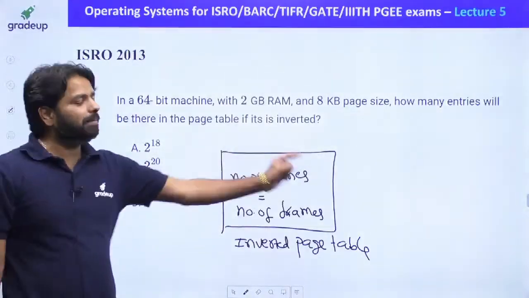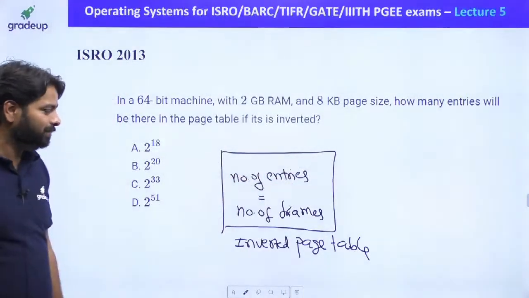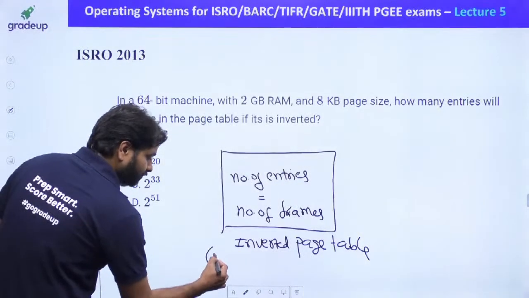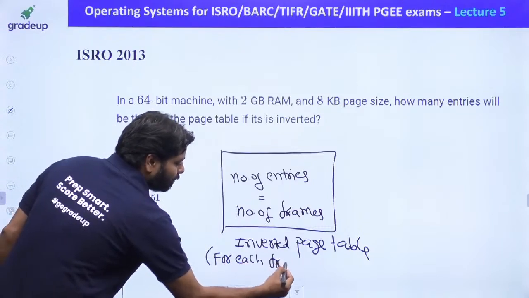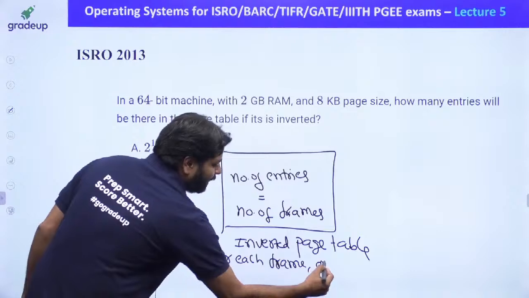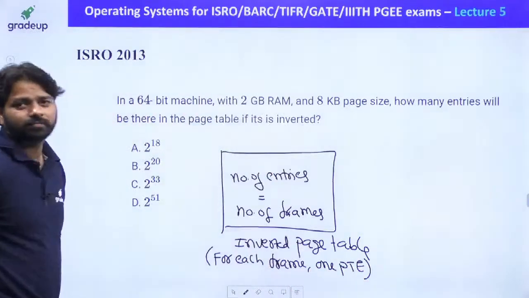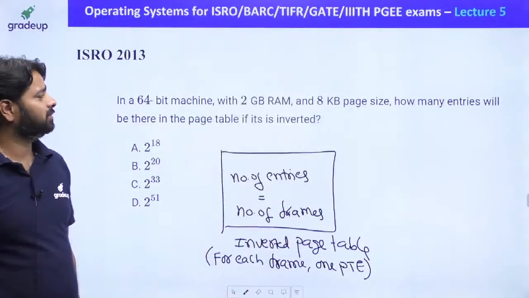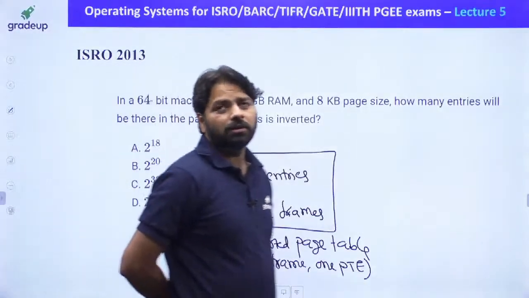Because each frame of the main memory will make an entry in the page table. Do you agree? The inverted page table definition: for each frame of the main memory, you will have one page table entry maintained. So the number of page table entries is equal to the number of frames. Now you need to compute the number of frames. How to compute the number of frames?